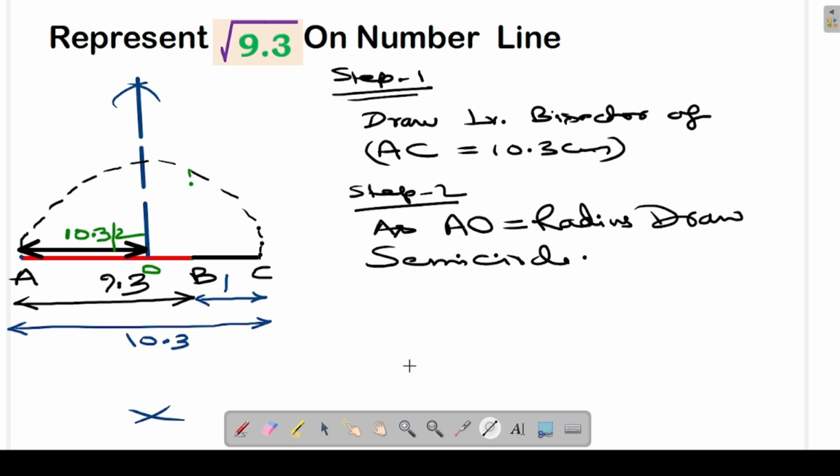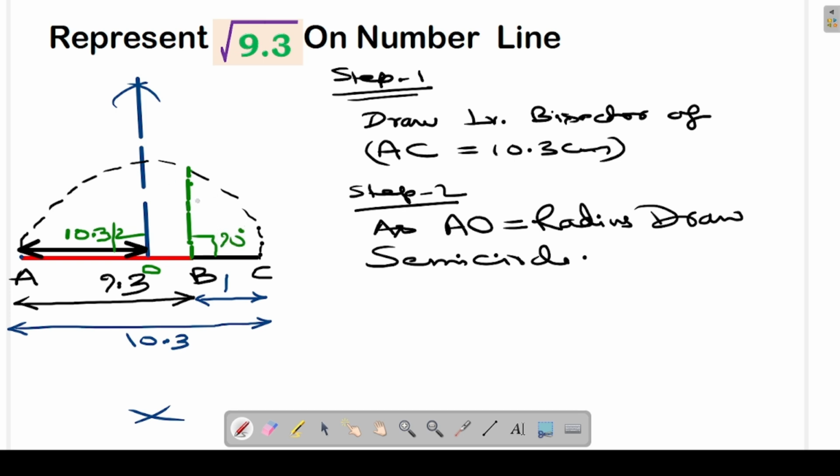Now the next step. We will draw a perpendicular line on AC intersecting at B. The length of AB was 9.3, so at B draw a perpendicular line. I am marking it here as 90 degree so that you can understand it's a perpendicular line. So at B it's a 90 degree here.